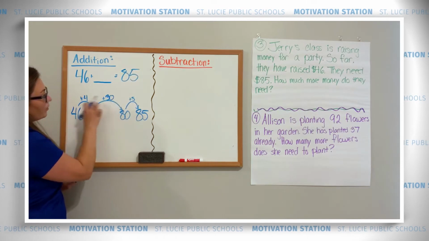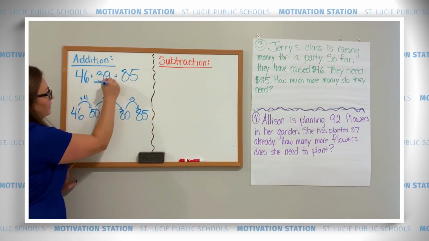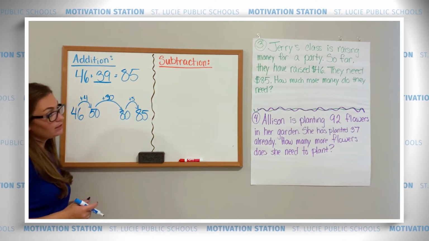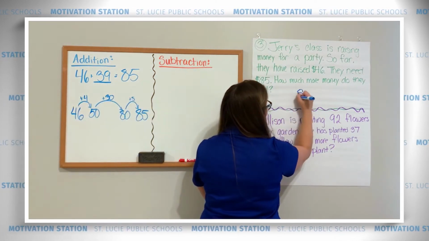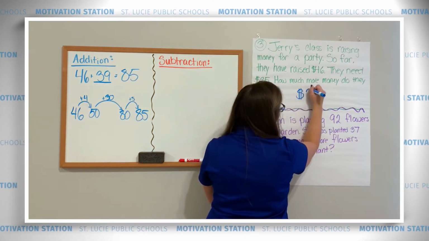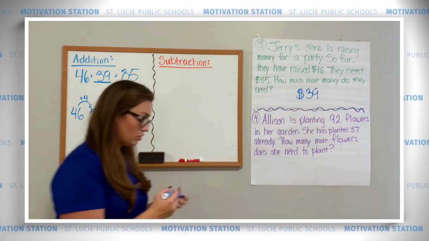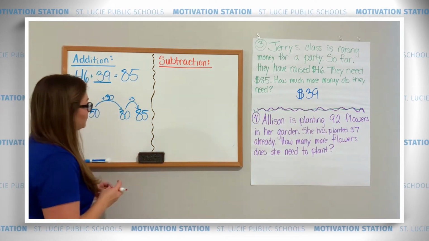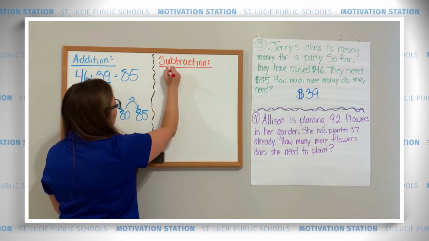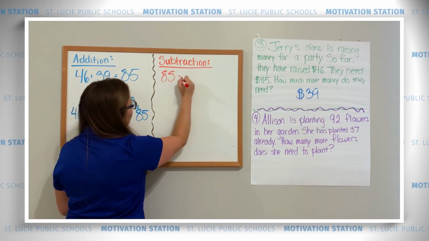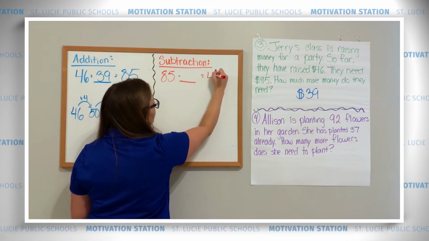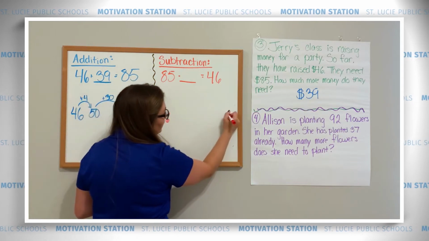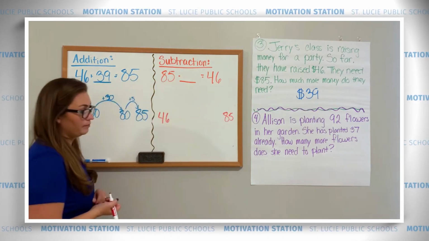But we know that we have 39 to make that work. So how much more money do they need? Right now, they need $39. Let's do our subtraction now. Always helpful to do both because you can check your work too. For subtraction, we know we're going to be doing 85 minus some number to get us to 46. So I put my 46 on one side and my 85 on the other.